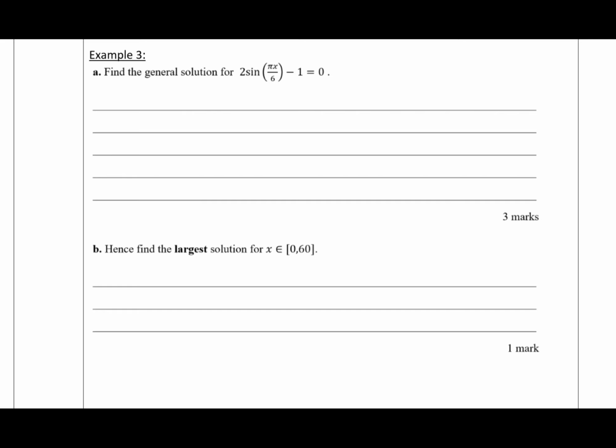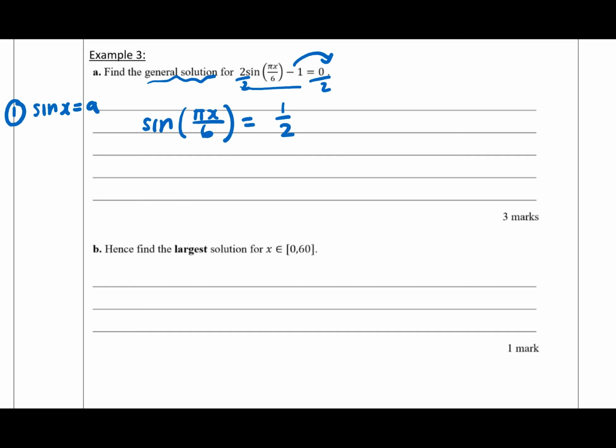Now the question of course becomes, what does this look like in exam? Well, suppose we were asked to find the general solution for this equation. I would start first by making sure I get sine x equals something. That's what I'm looking to try to get to. So I can add 1 to both sides and divide by 2 to both sides. So that is sine of pi x on 6 is equal to 1/2. Next, I can think about my general solution.